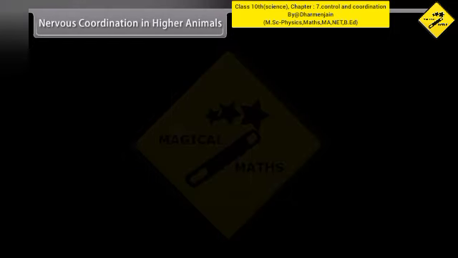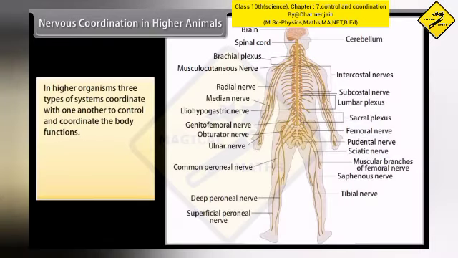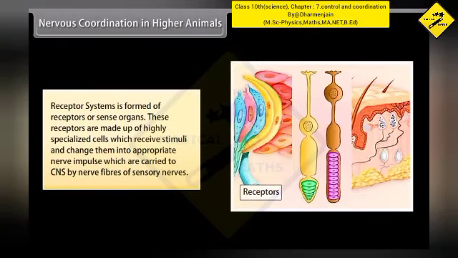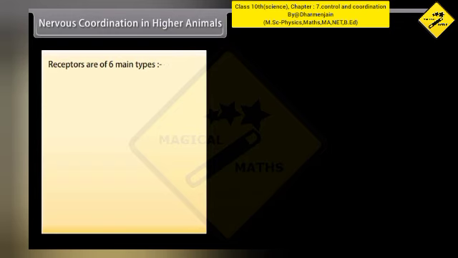Nervous coordination in higher animals. In higher organisms, three types of systems coordinate with one another to control and coordinate the body functions. They are the receptor system, nervous system, and effector system. The receptor system is formed of receptors or sense organs. These receptors are made up of highly specialized cells which receive stimuli and change them into appropriate nerve impulses, which are carried to the CNS by nerve fibers of sensory nerves. Receptors are of 6 main types.